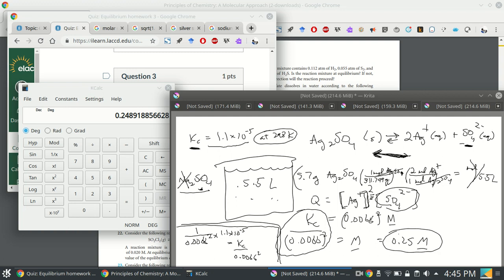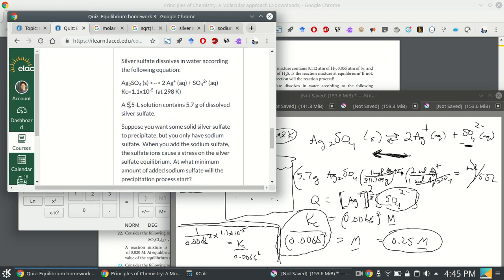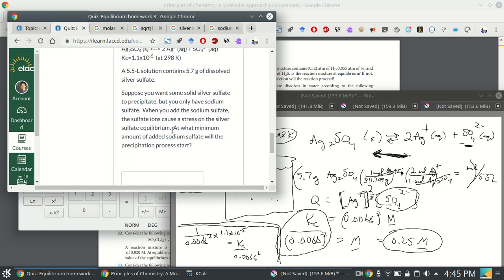Is this the right answer? Of course not. That would be too easy. The question doesn't ask for the molarity of the sulfate ion. The question asks the amount of added sodium sulfate. That amount is going to have to be in grams, because I ask you, when you do a lab experiment, do you add sodium sulfate to some reaction mixture in moles? Can you go to the electronic balance and measure out moles of sodium sulfate?